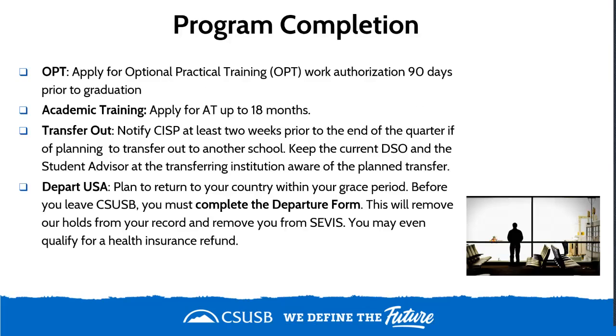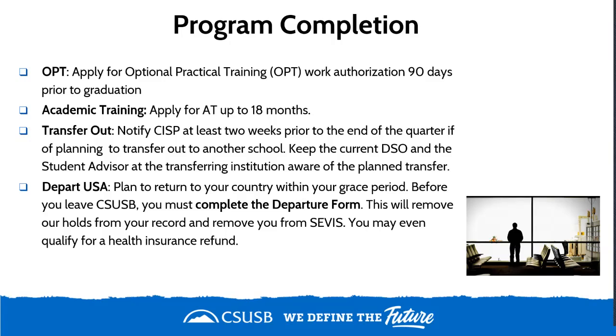There are some options that will allow you to work full-time within the U.S. after you have graduated. For example, if you are an F1 student, you can apply for optional practical training. It's called OPT for short. And we always recommend that you apply for OPT 90 days prior to graduation. It will take the U.S. Immigration Office 90 days to process that work authorization.